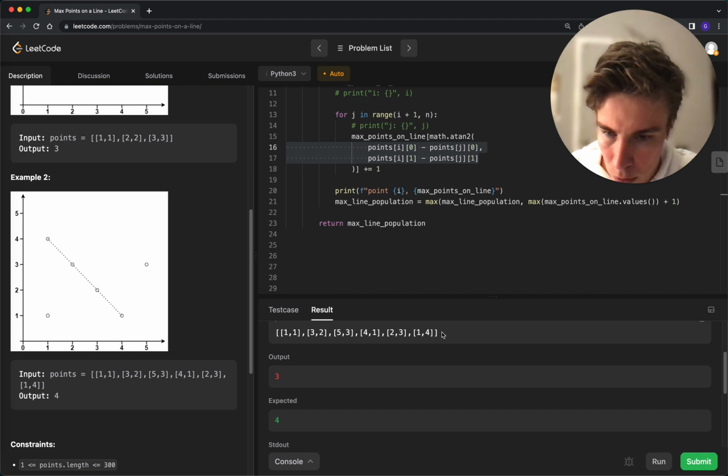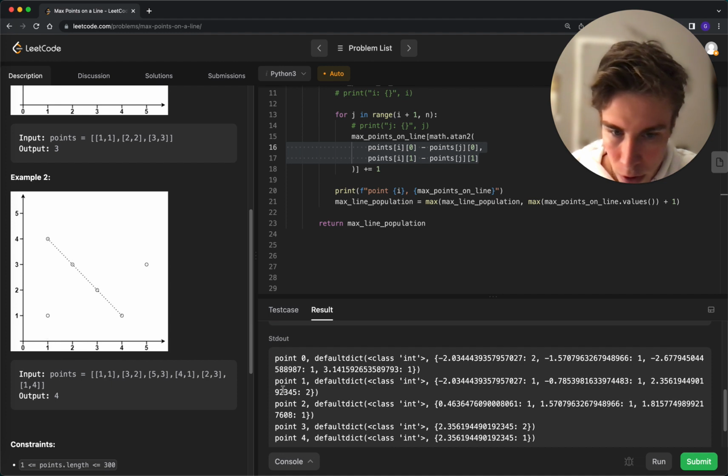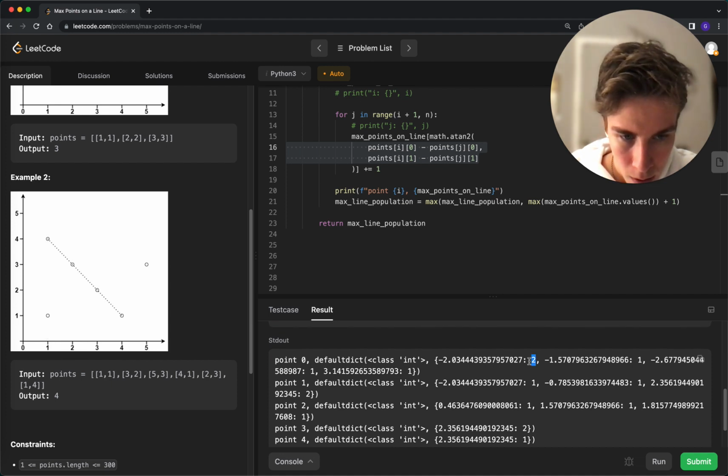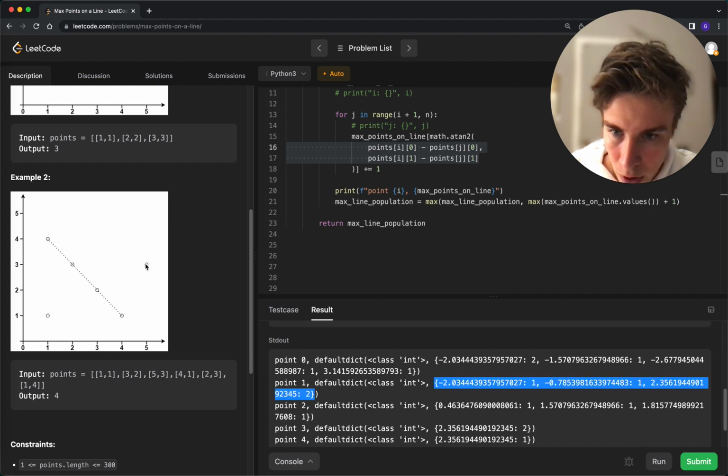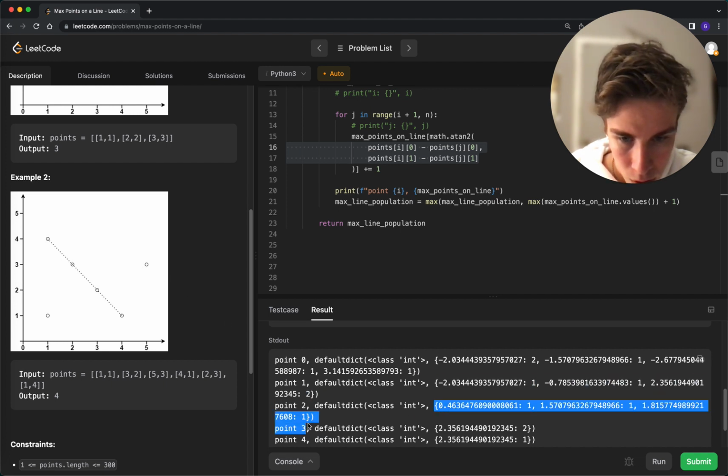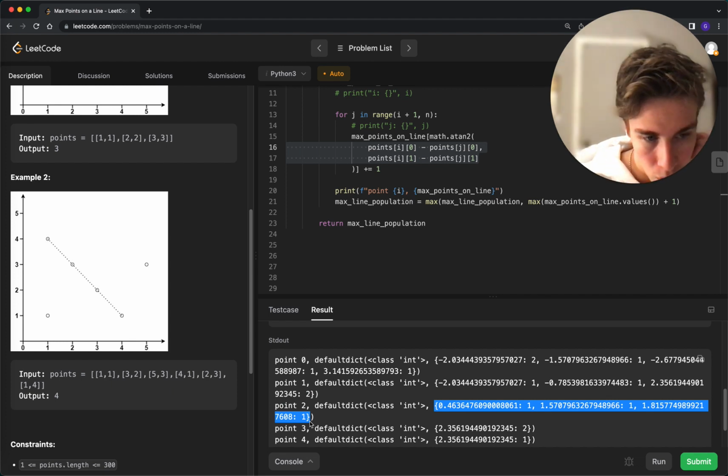Sorry, one second, one more time. 1, 4, 2, 3. So the first one should have 2 as the max. The second one should have 3, 2, should also have 2, which it does. The third one should also have 2, but it only has 1.